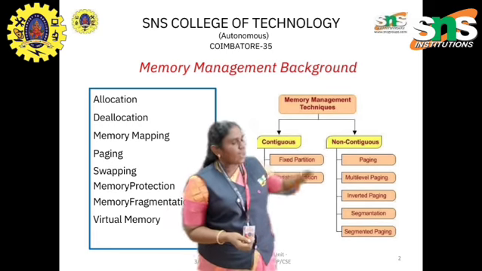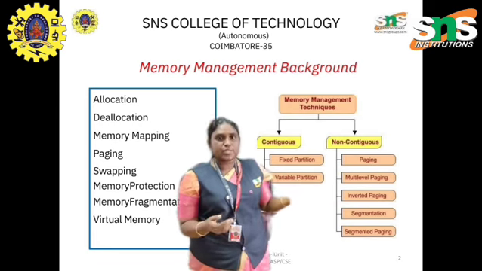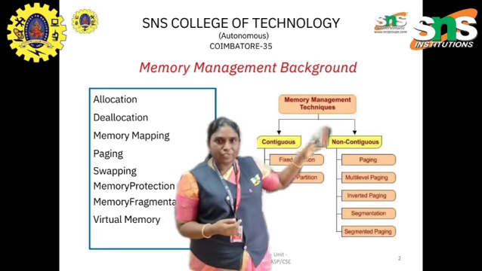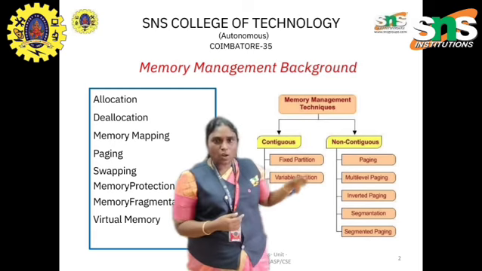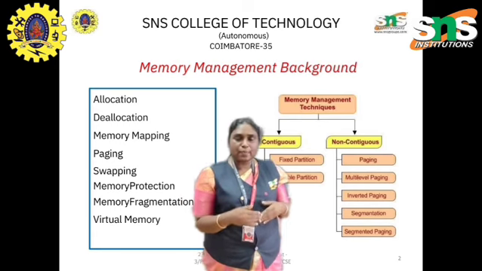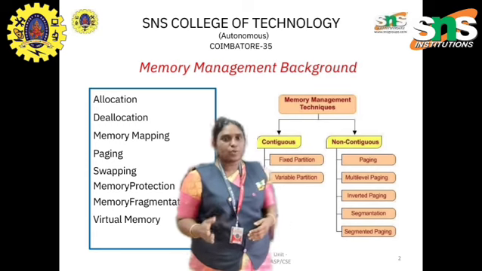There are two types of fragmentation: internal fragmentation and external fragmentation. Internal fragmentation is the wastage of space within the allotted memory, and external fragmentation is where the free memory is scattered. Hence, protection helps prevent unauthorized access across processes.